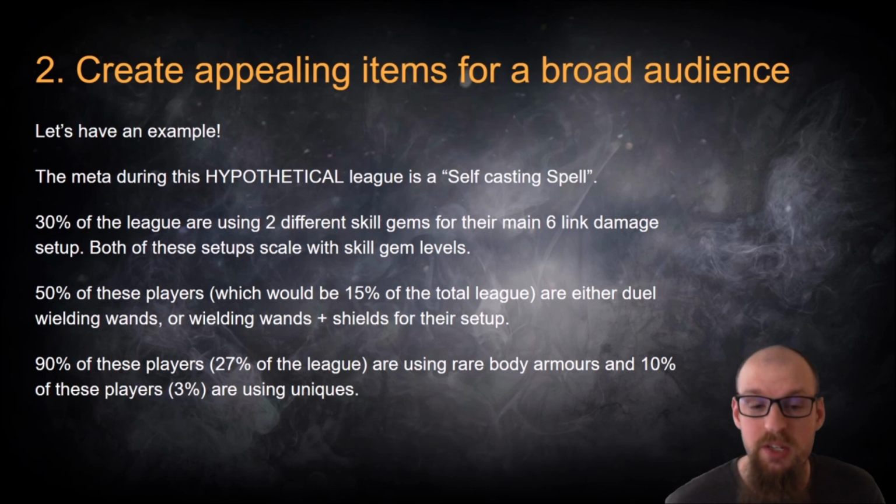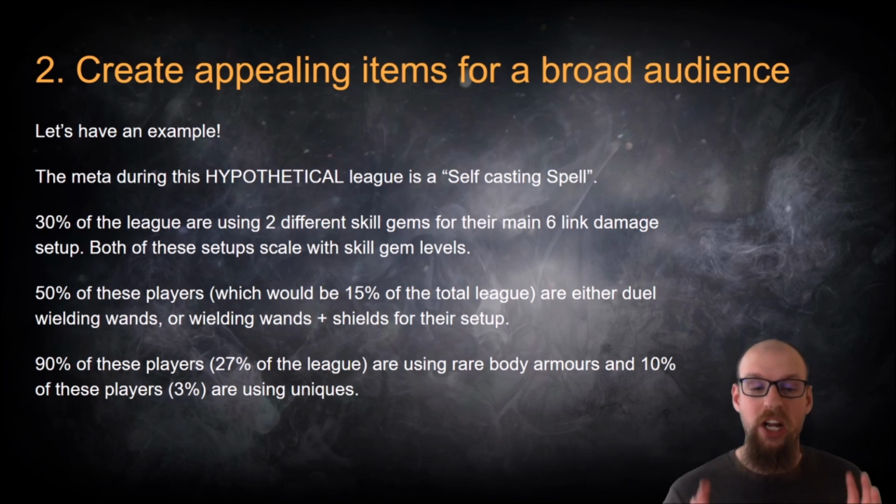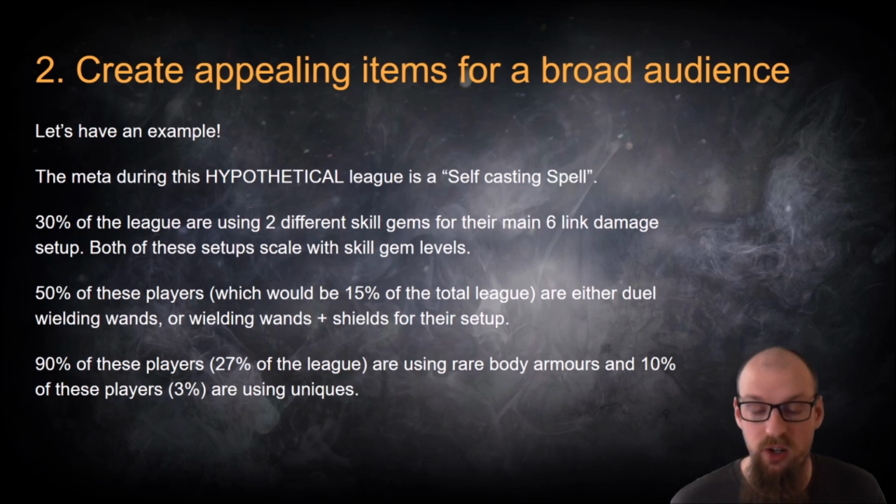50% of these players, which would be about 15% of the total league, are either dual wielding wands or wielding wands plus shields for their setup. 90% of these players, so 27% of the league, are using rare body armors, and 10% of these players, or roughly only 3% of the league, are using uniques in their chest piece.